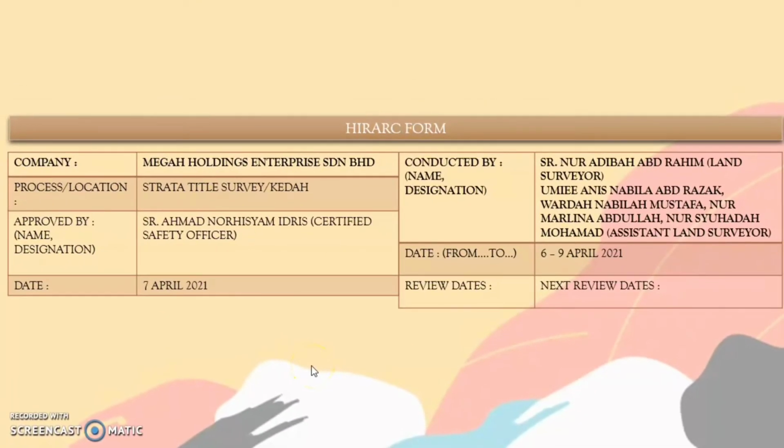Assalamualaikum. My name is Nur Adibah from class AP2206C. So today I would like to present about hazard identification, risk assessment, and risk control, HIRARC. The title of our project is Strata Title Survey. As you can see, the HIRARC form in this slide consists of company, process or location, approved by, date, conducted by, date, from and to, review dates, and next review dates.